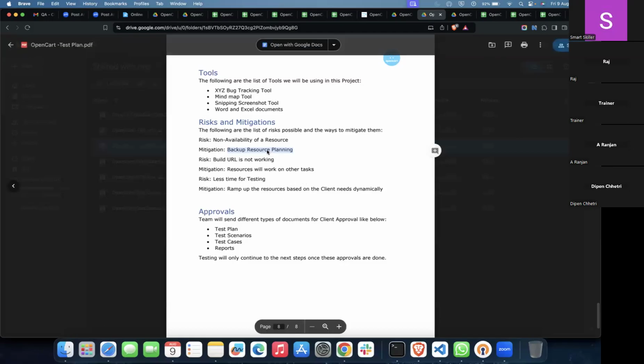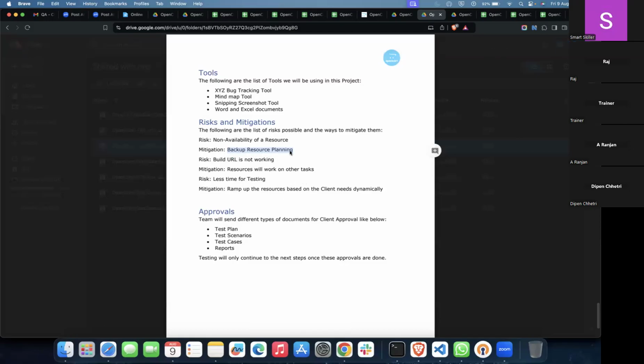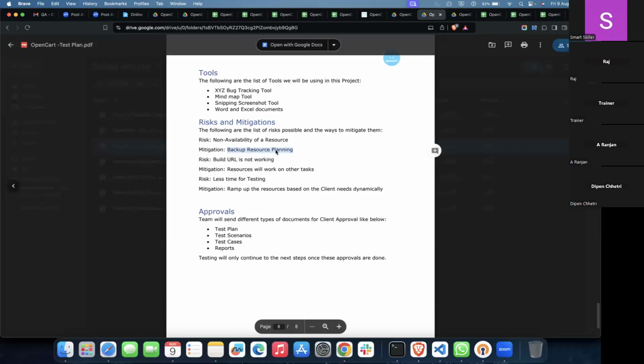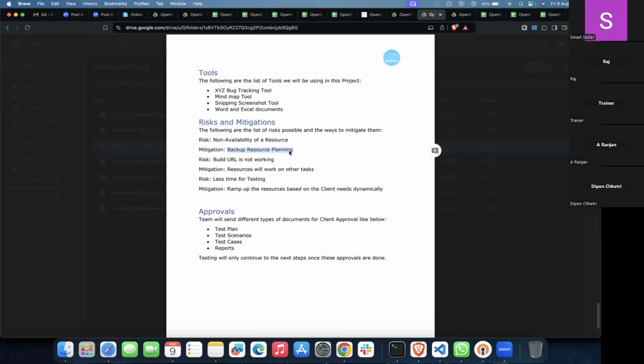You are talking about the mitigation. Yes, the mitigation of non-availability of a resource would be backup resource planning. It's not like data backup, right? No, no, not the data backup. What it means here is that we all are humans, correct? So during the development cycle itself, someone might take leave due to personal emergencies or unavoidable circumstances, correct?